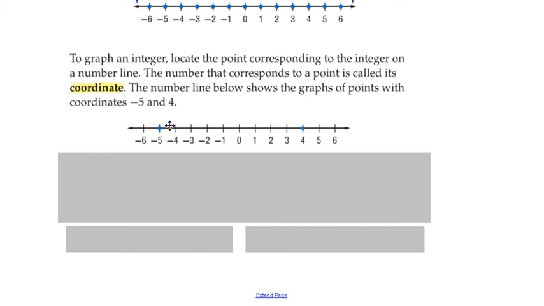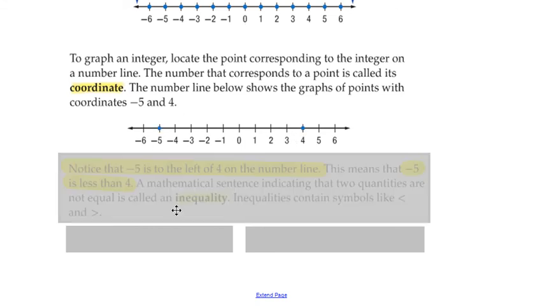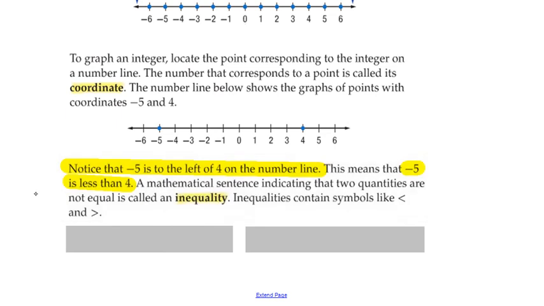And here's an example on a number line showing the graphs of some points that have coordinates negative 5 and positive 4. See, here's negative 5, there's a dot, positive 4, and there's a dot. Notice that negative 5 is to the left of 4 on the number line, which means that negative 5 is less than positive 4.